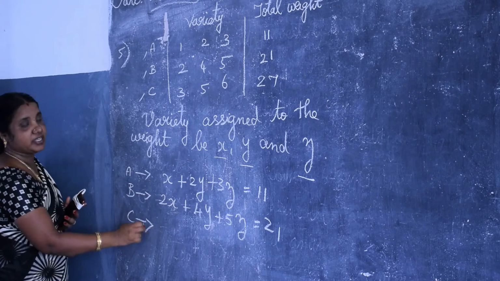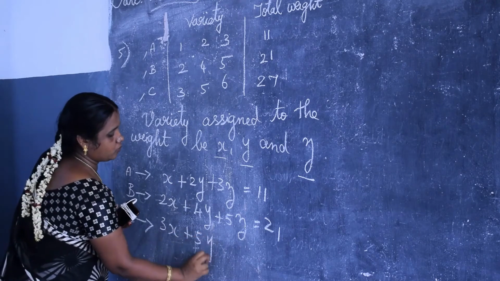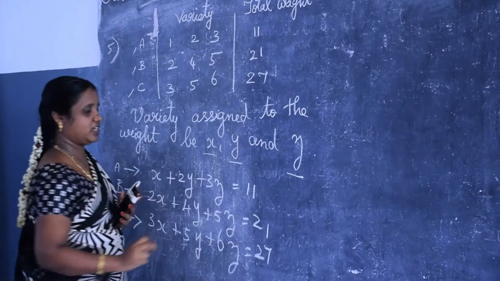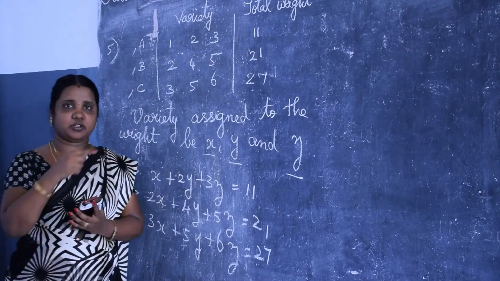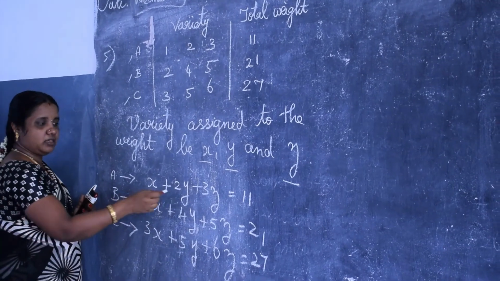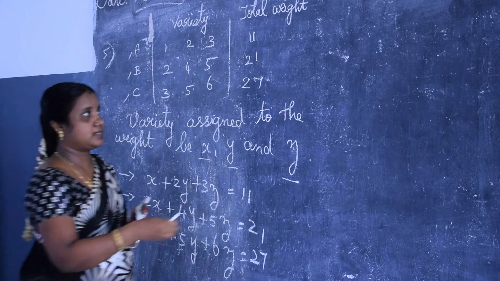Next, what is our variety C? 3x plus 5y plus 6z is equal to 27. In the question itself they have given here to use only Cramer's rule to solve this equation. Here how many variables? 3 unknowns, 3 equations. Already I taught you this.